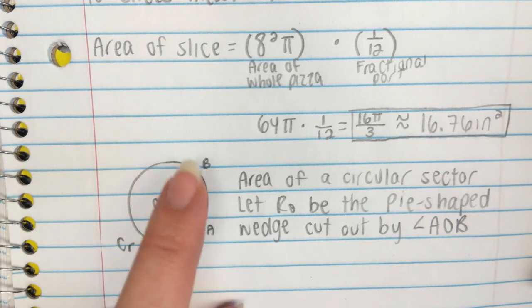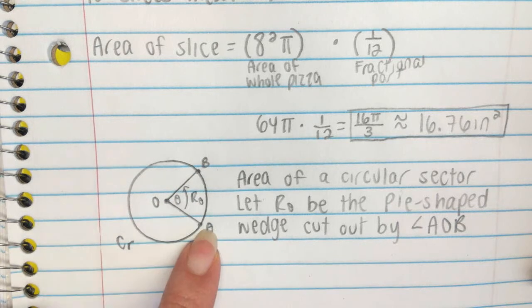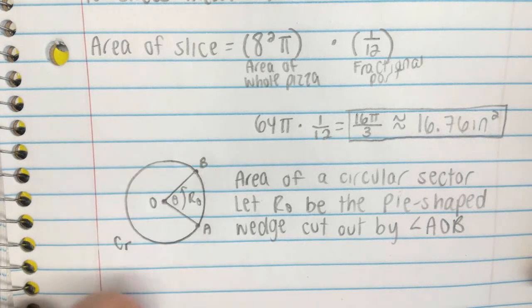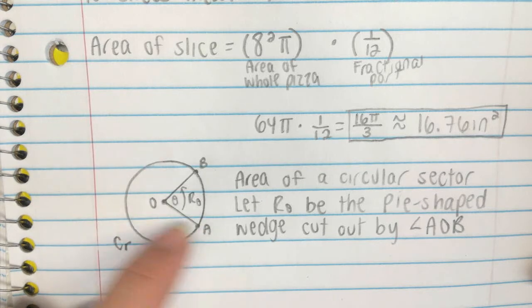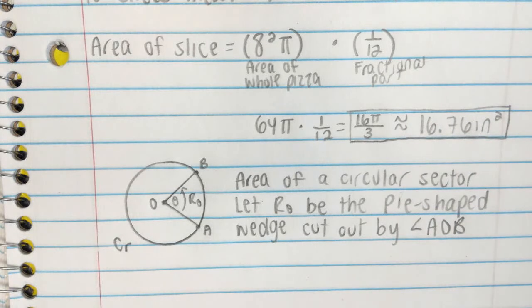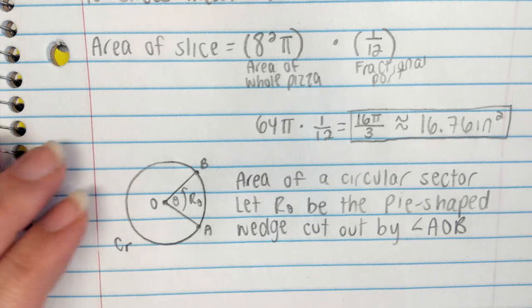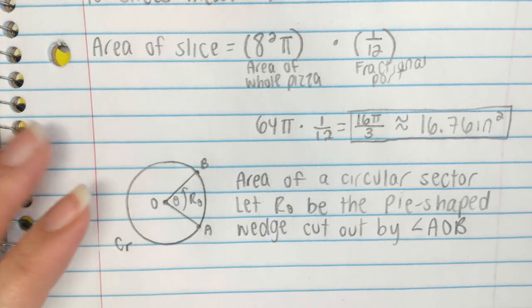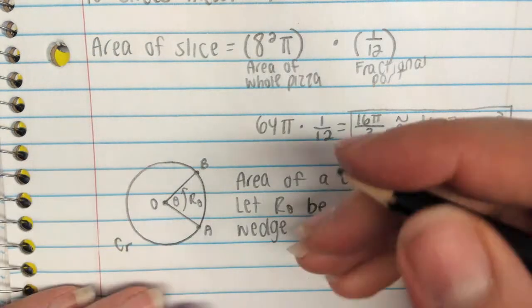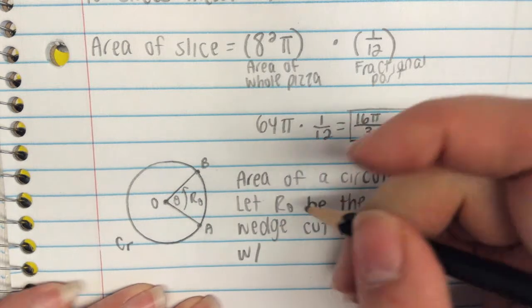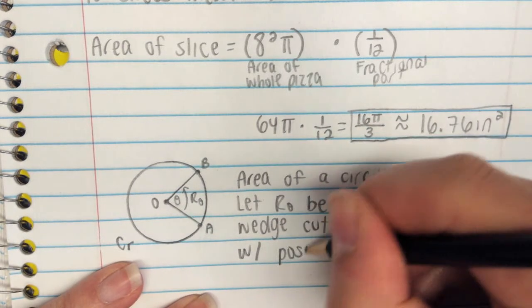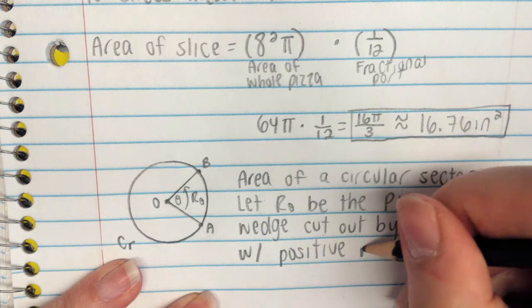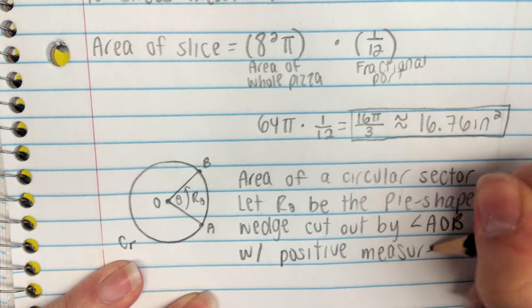Now mind you, order matters when you're talking about angles. You could call this the same angle BOA or angle AOB, or you could call the whole angle angle O, but you cannot call this wedge BAO, because if we're following the order, it's not great. So you want to make sure you do it in the right order. Again, AOB works, BOA works, or just angle O. My apologies. And I forgot to also write, with positive measure theta radians.